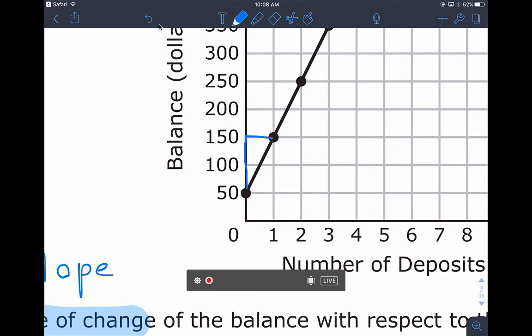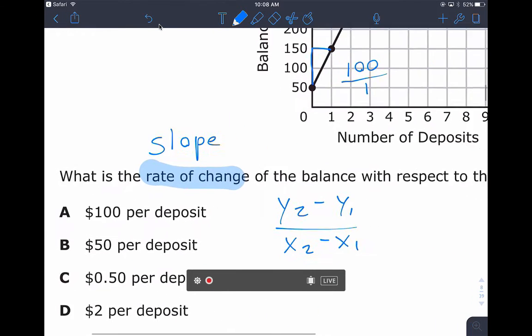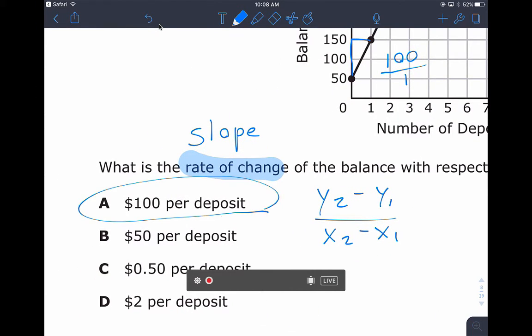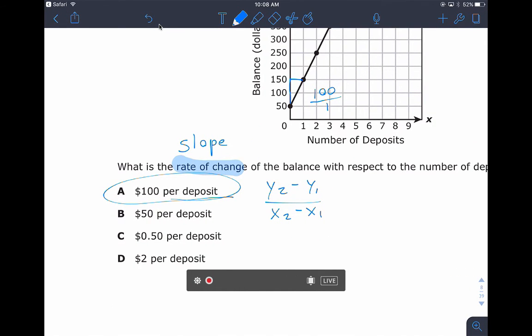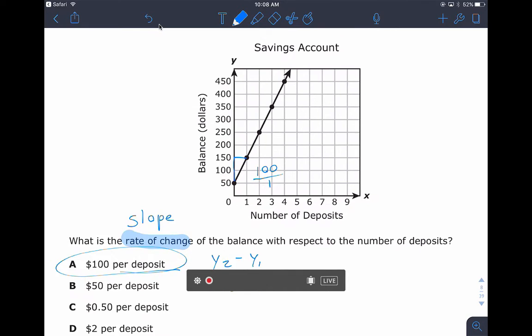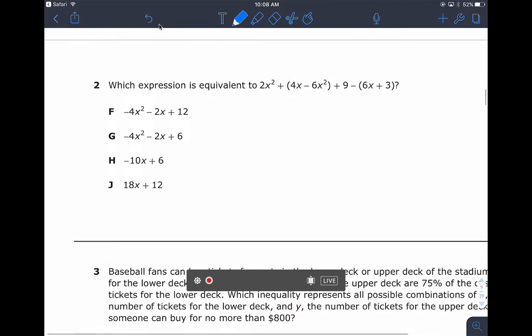So it looks like it's going up 100 and then over 1 unit right there, up 100 in your dollars and then over 1 deposit. So we could say it's going to be this first option here, $100 per deposit. So they start us out with one that's pretty easy. Rate of change, that's slope. Okay, so we'll move on to question 2.